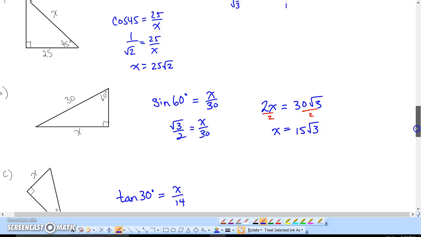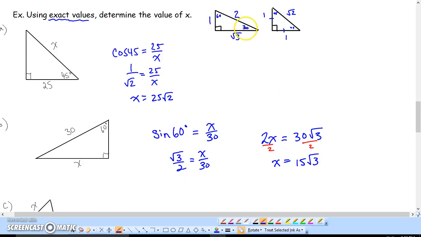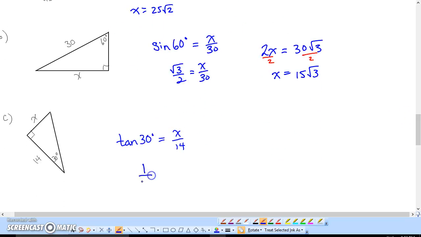The tan of 30, go back to our triangles, what is the tan of 30? It is opposite over adjacent. We can use our 1 over root 3, or we can use our root 3 over 3. I kind of like the root 3 over 3, so I'm going to use that one instead. And cross multiply. 3 times x equals 14 times root 3.